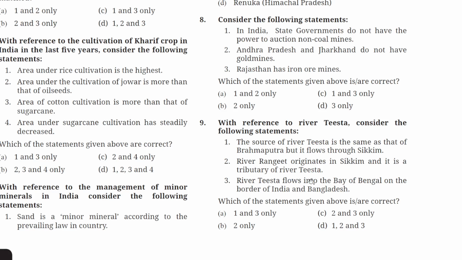Then, River Tista flows into the Bay of Bengal on the border. No, River Tista does not flow directly into the Bay of Bengal, but merges with the Brahmaputra River, which later, along with the Ganga, merges into the Bay of Bengal. River Tista flows into the Bay of Bengal on the border of India. No, that is not the right option. So the answer is only two. That is B.